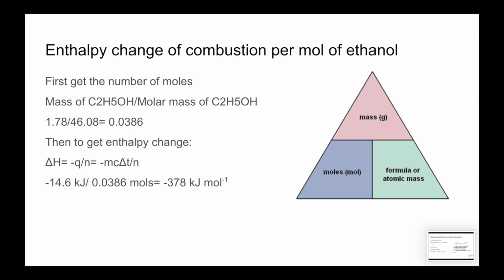And I just want you to note the triangle on the side, which is one we learned in topic 1. Number of moles is mass over molar mass, and that's what we did in this question.